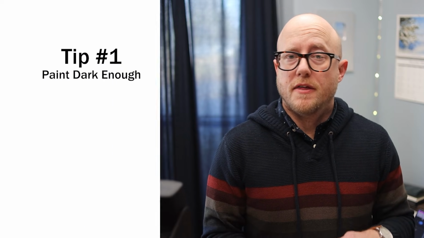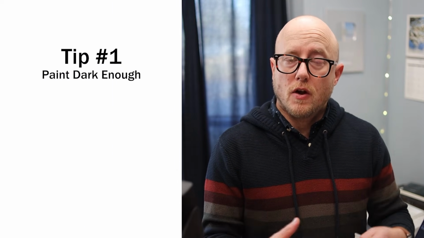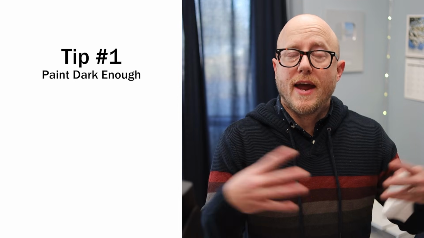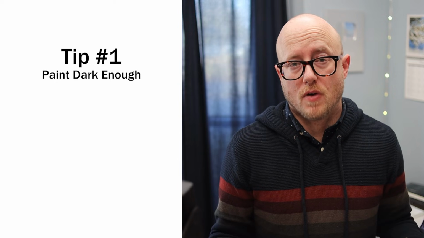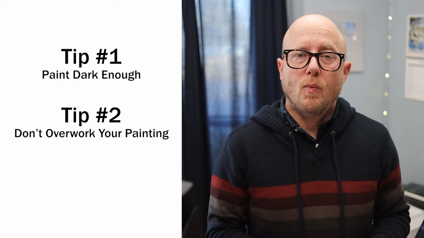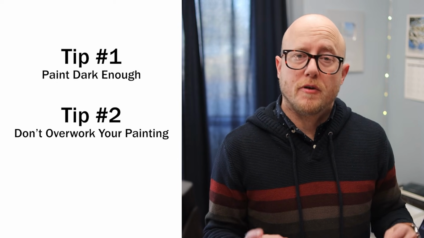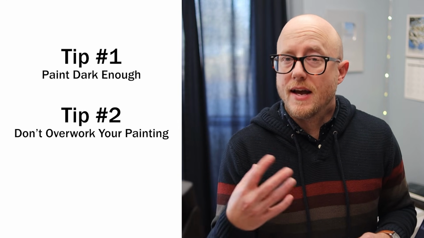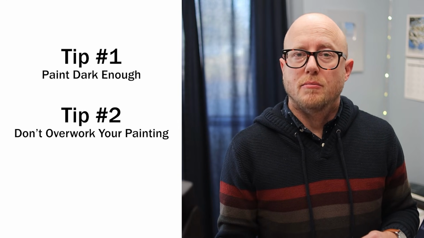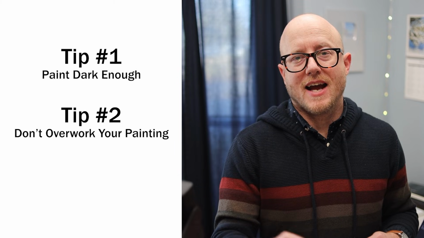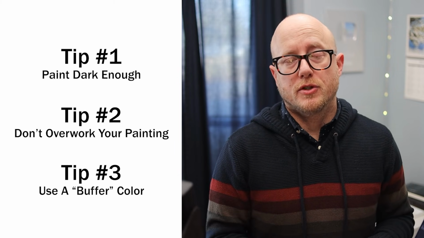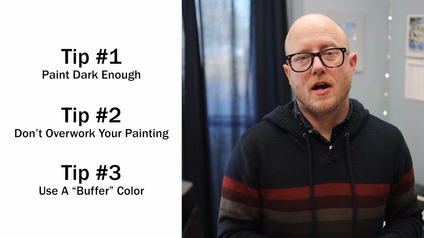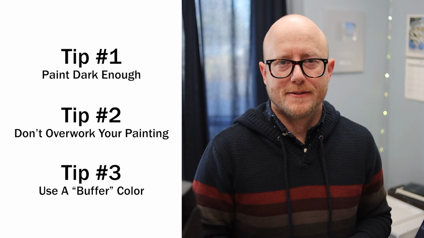First, you want to really think about the values and you want to paint dark enough, especially away from your light source, to really help that light source be strong. Secondly, you don't want to copy too directly from your reference photo. Use it as an inspiration, but don't copy everything exactly onto your painting. And finally, use a buffer color between your cool and warm colors when you're painting the sunset.